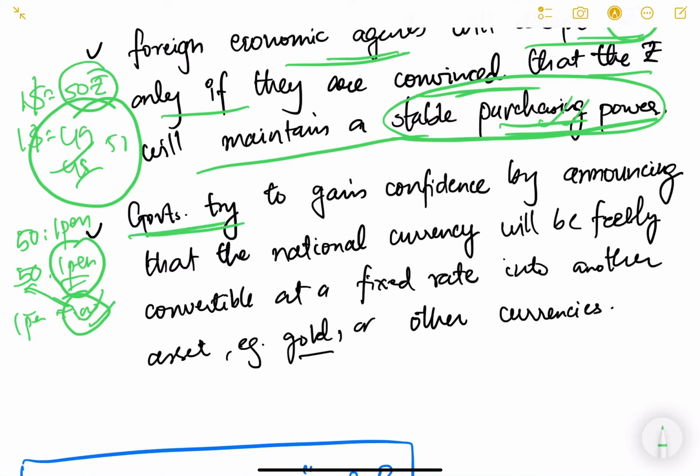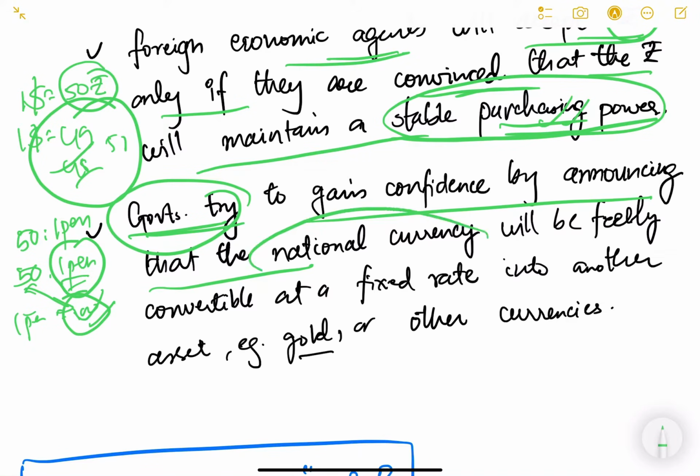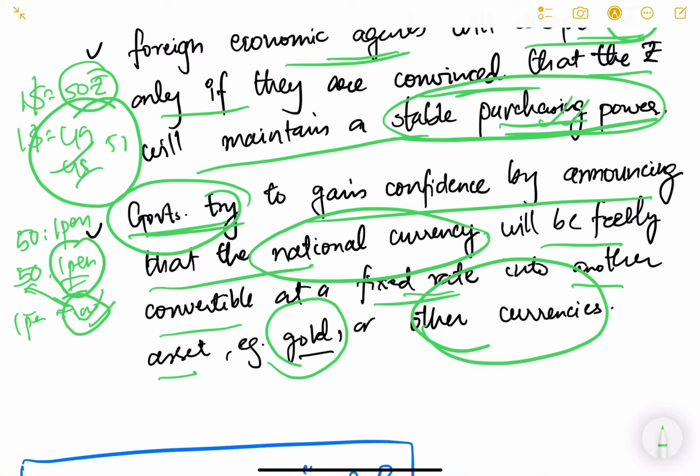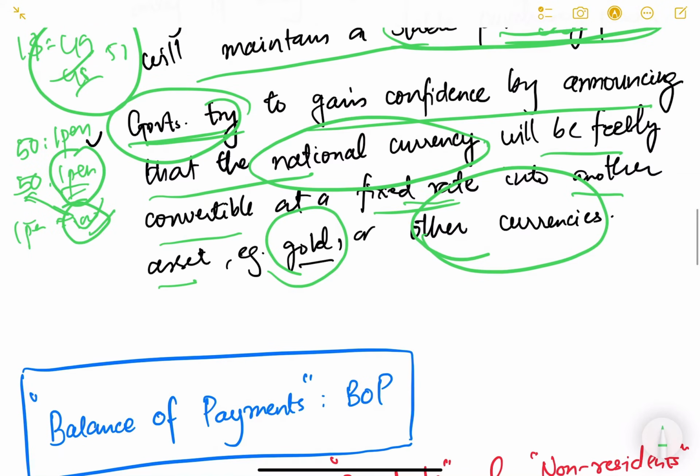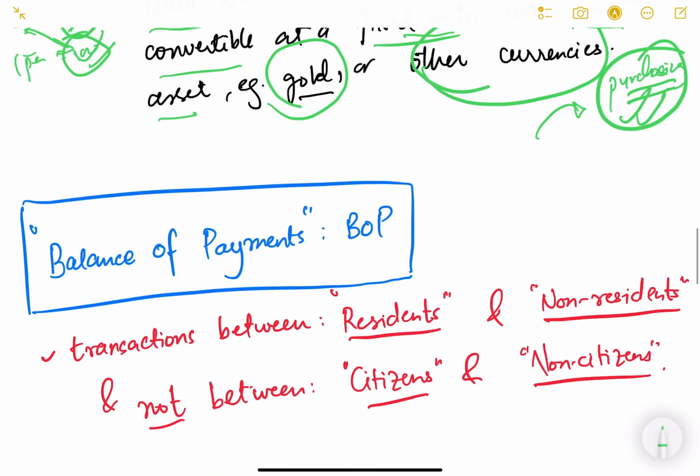So governments across the world try to gain confidence by announcing that their national currency will be freely convertible at a fixed rate into another asset, for example gold or other currencies. Our Indian government has also promised that the rupee can be converted into another asset or another currency at a fixed rate. So there is some value to the rupee, some purchasing power that the rupee is providing. That is a function of the national governments.